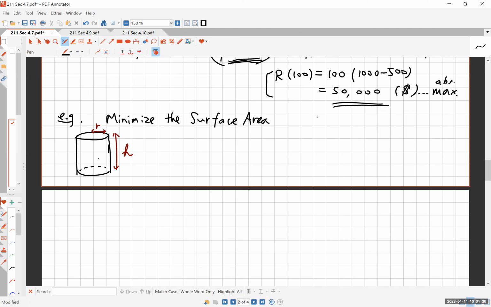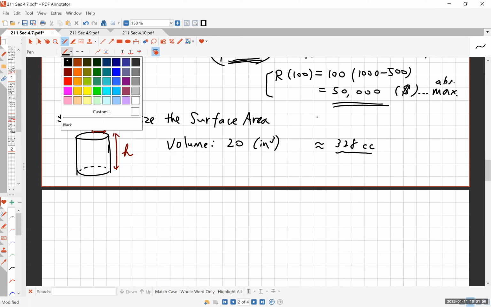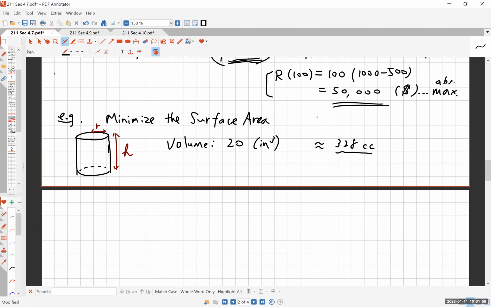So let's say we want the volume to be 20 cubic inches. By the way, I looked it up. This is approximately 328 cubic centimeters or milliliters, and that's about the size of a typical can, like the can of soft drink that you can get. So 20 cubic inches is just like your soda can, right? So that's the volume that you want, but you want to minimize the surface area.